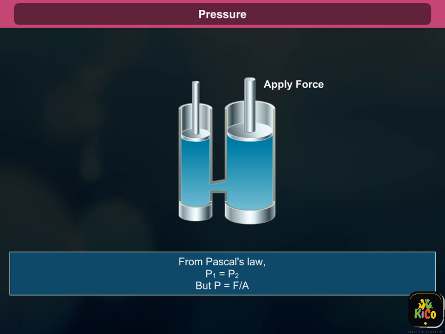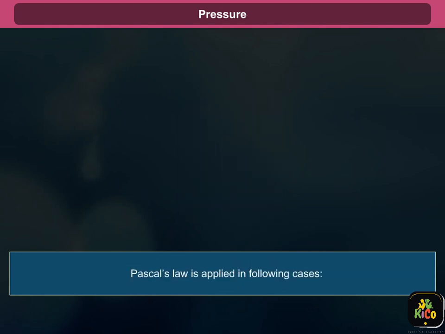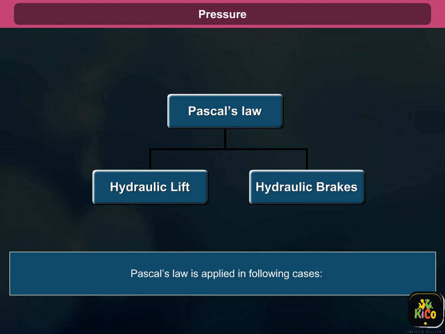But pressure is force per unit area. Therefore, F1 over A1 is equal to F2 over A2. It gives F2 is equal to A2 over A1 into F1. Pascal's law is applied in the following cases.